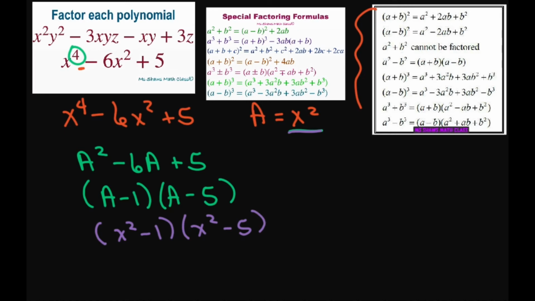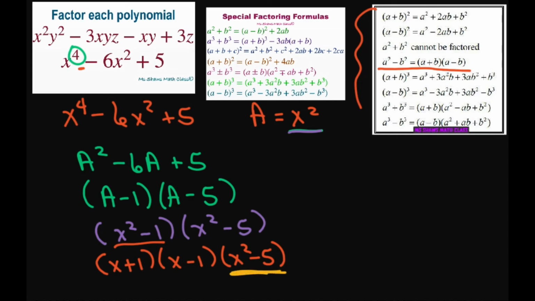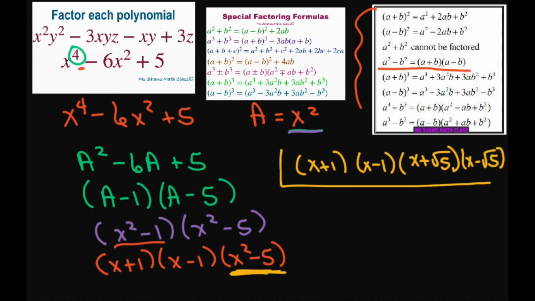All right. Now, this can be simplified. This x squared minus 1 is the difference of squares. So you can write this as x plus 1 times x minus 1 times x squared minus 5. Also, depending on how far you want to factor this, you could also factor x squared minus 5 as x plus square root of 5 times x minus square root of 5. It just depends on how far you want to go.